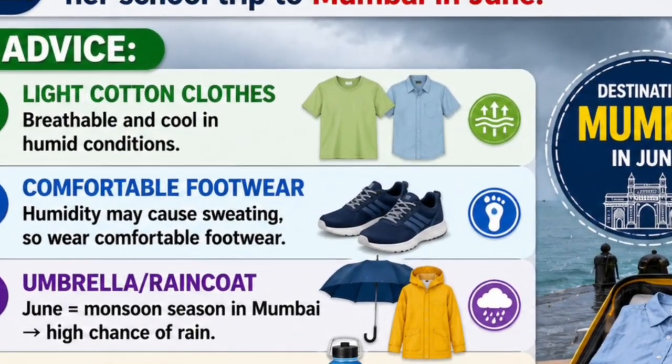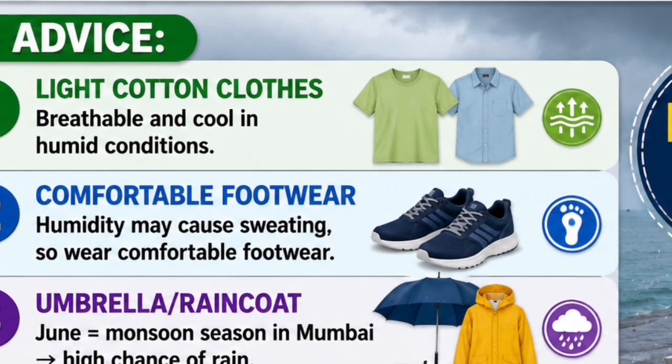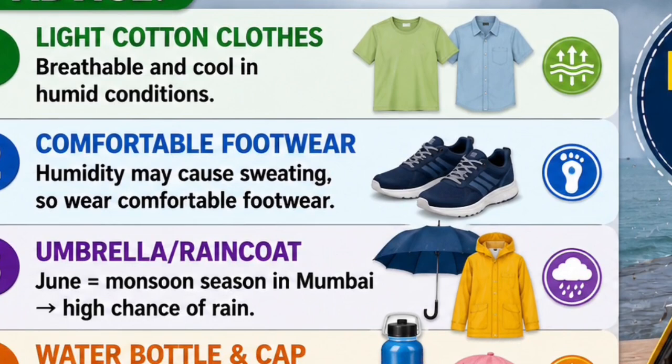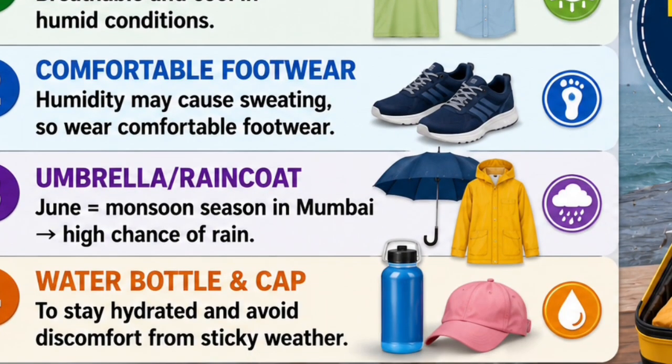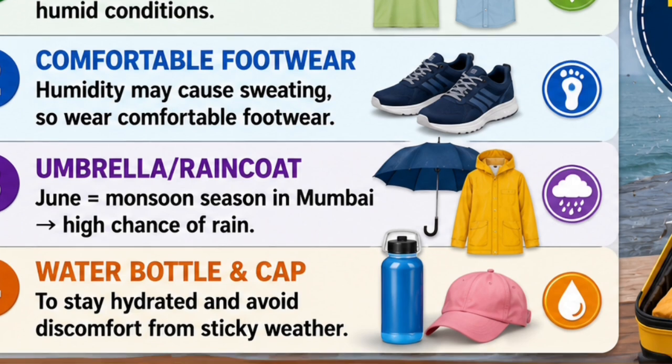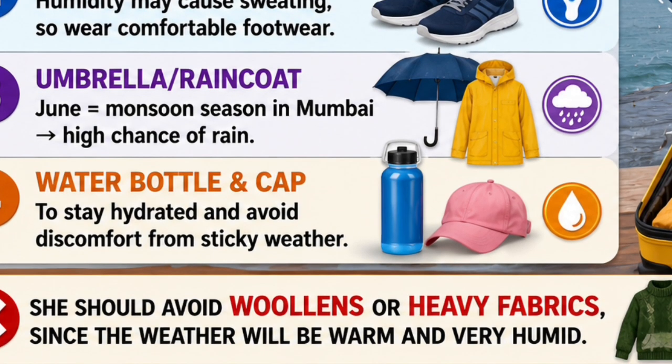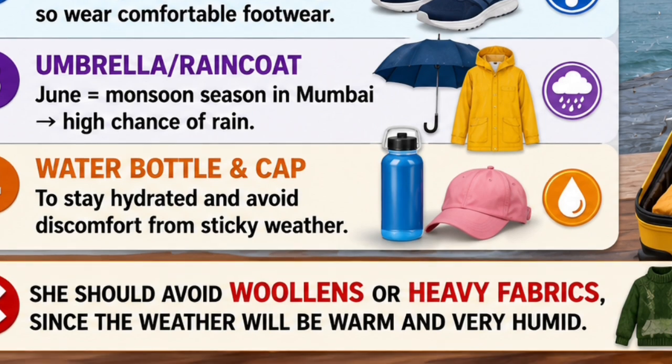Here is my advice. Point number 1, she should carry light cotton clothes with her. Point number 2 is comfortable footwear. Point number 3, she needs to carry an umbrella and a raincoat, right? Because this is the monsoon season. And point number 4 is to carry a bottle and cap to stay hydrated and avoid discomfort from the sticky weather, right?